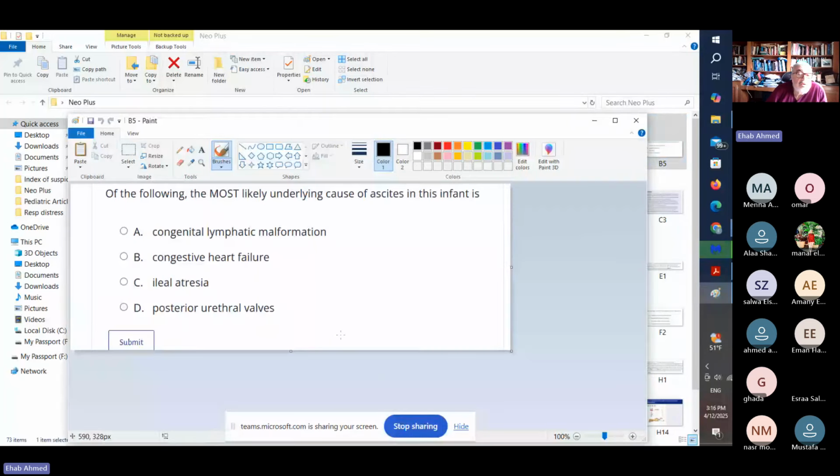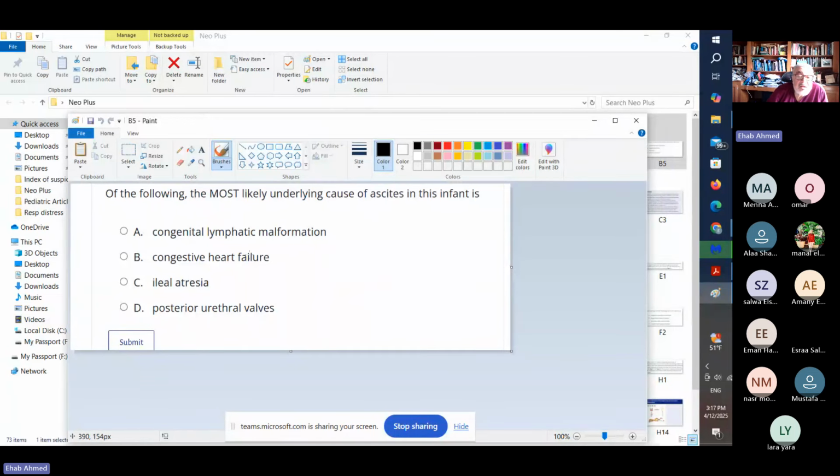Okay, I'm starting. So this question, after we discussed the keywords and key signs and symptoms, was very easy for us now. Of the following, the most likely underlying cause of ascites in this infant is congenital lymphatic malformation or congestive heart failure or ileal atresia or posterior urethral valve. And all these conditions can cause ascites.